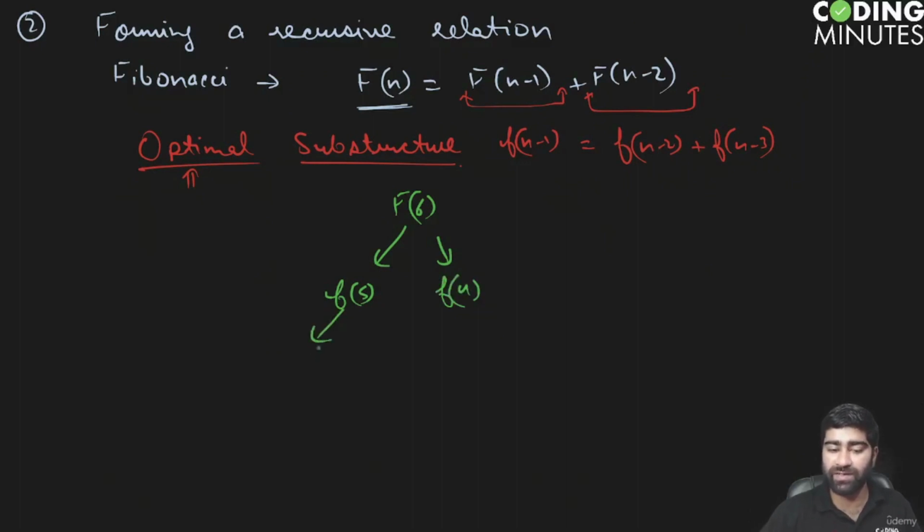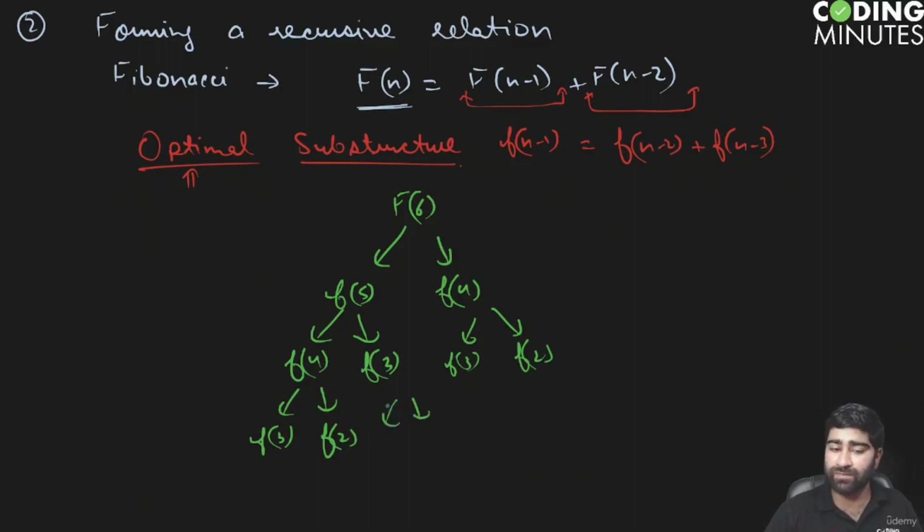Now f of 5 is again itself a problem, right? Now f of 4 is dependent on f of 3 and f of 2. So right now I just want you to understand these terms, optimal substructure, and because of overlapping subproblems. So there is a third term called overlapping subproblems. I'll explain it to you, do not worry. And yeah, f of 2 and f of 1, because I'll be using those terms again and again, so I want you to understand them, right?